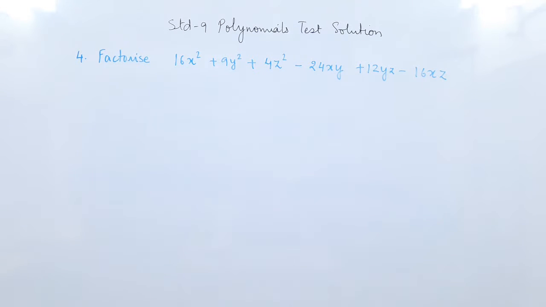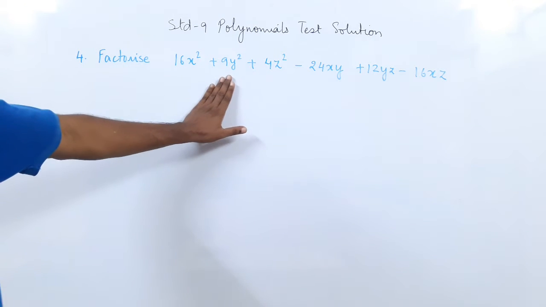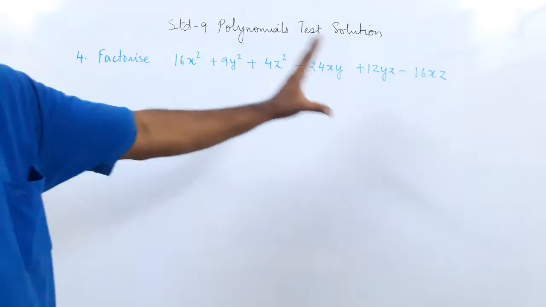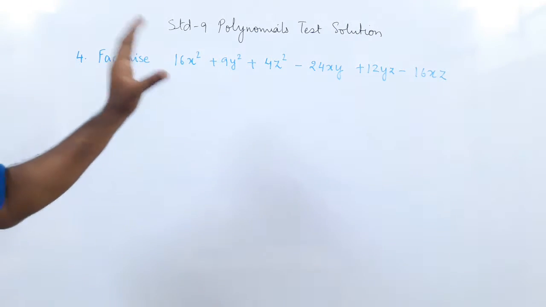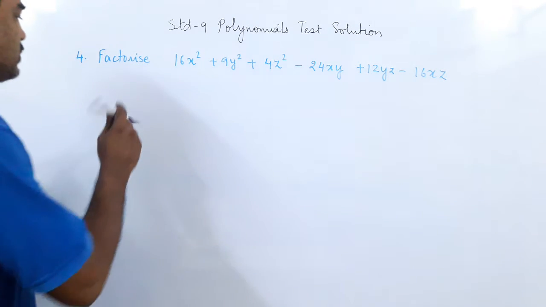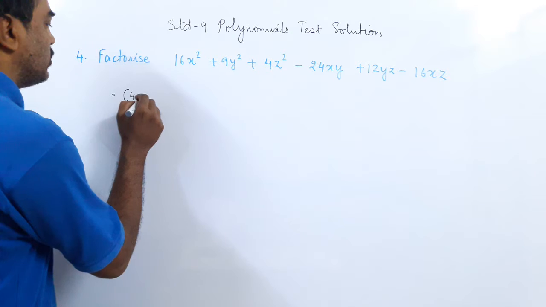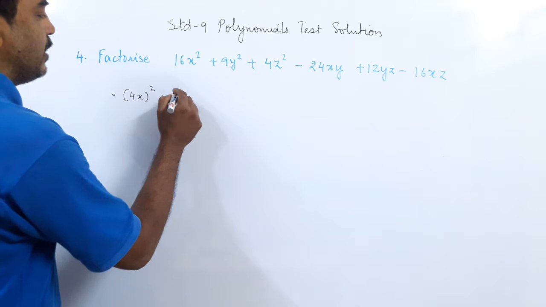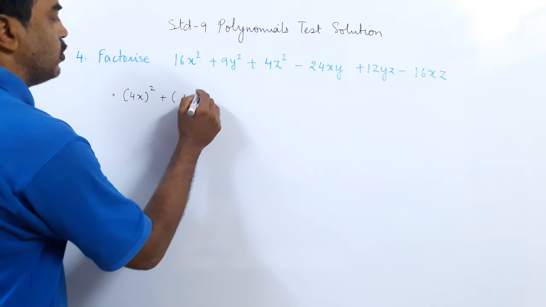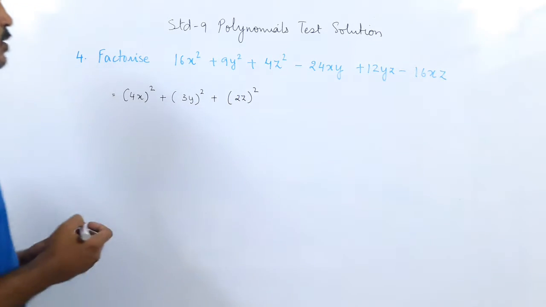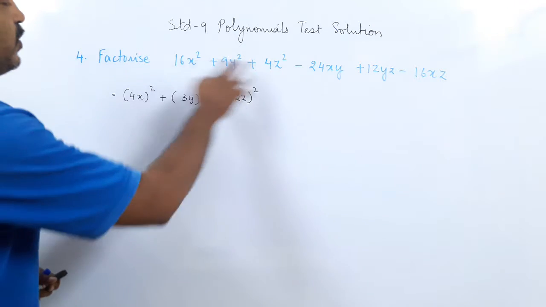In the fourth sum we have factorize 16x square plus 9y square plus 4z square minus 24xy plus 12yz minus 16xz. So when you look at the sum first, you have to identify which identity it is. 16x square is what? 16x square is 4x the whole square. 4 square is 16 and x square. 9y square is 3y the whole square. 4z square is 2z the whole square. So the first three are perfect squares.